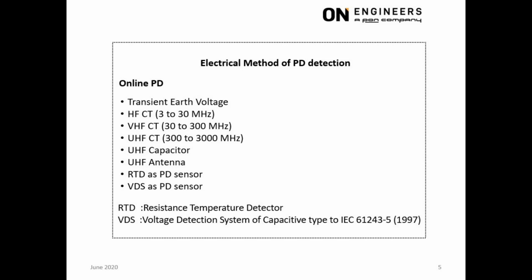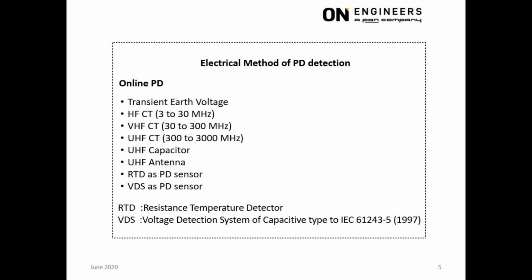There are other sensors which are designed to measure other parameters, but because of their embedded nature within the electrical assets, can also act as PD sensors. I will share 2 such types of sensors. The first is the RTD embedded inside the stator windings of motors and used for temperature measurements. RTD stands for Resistance Temperature Detector.